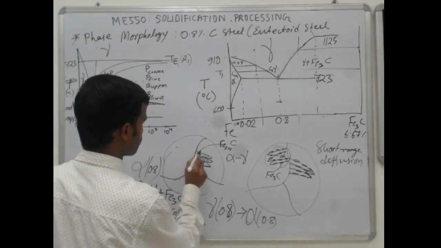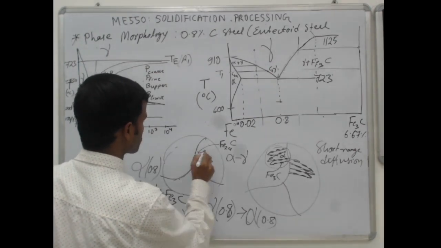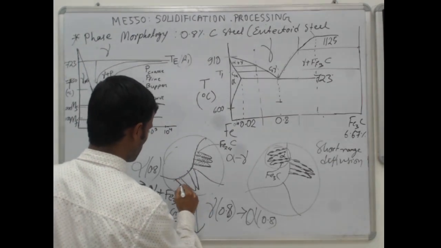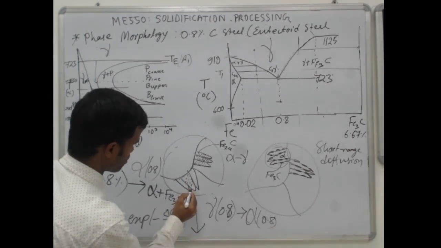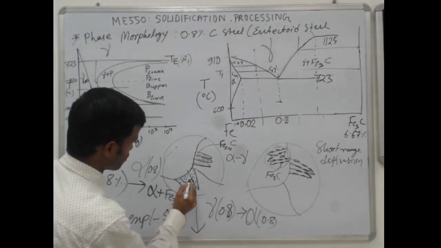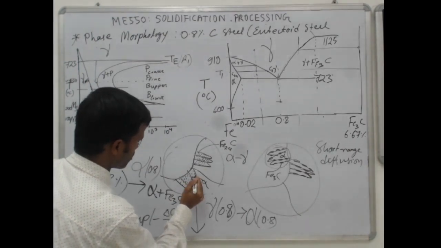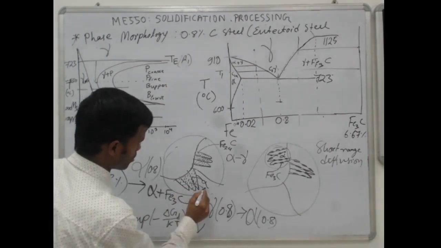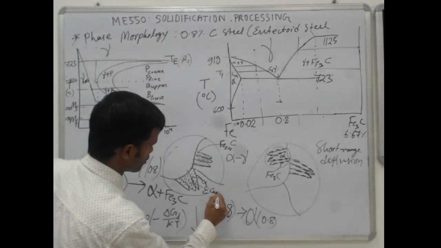The carbon cannot diffuse out from the alpha phase to the interface. All the structure will be converted like this. If we make a zoomed view, you have alpha ferrite, this is the alpha, this is alpha, and here you have say Fe. This is also known as epsilon carbide.